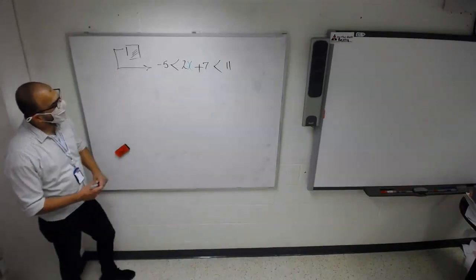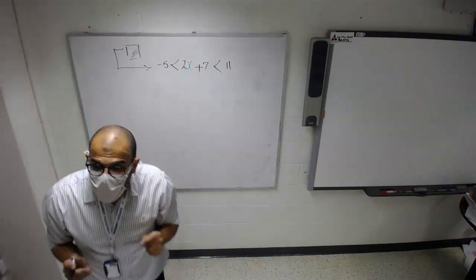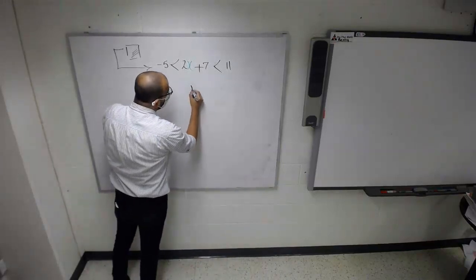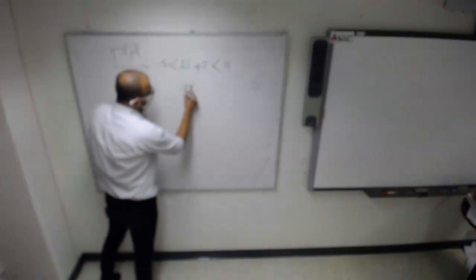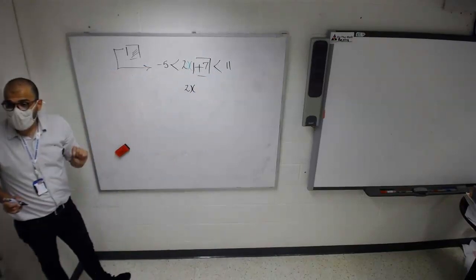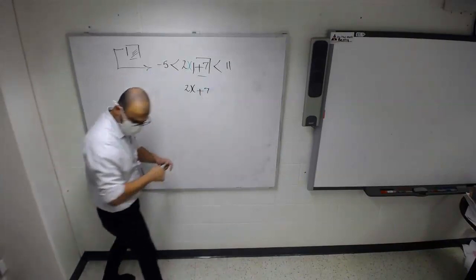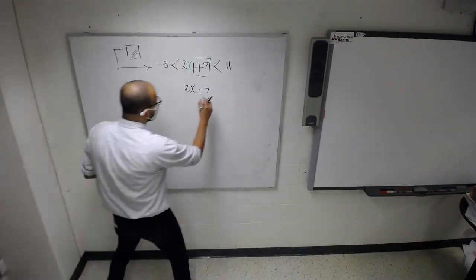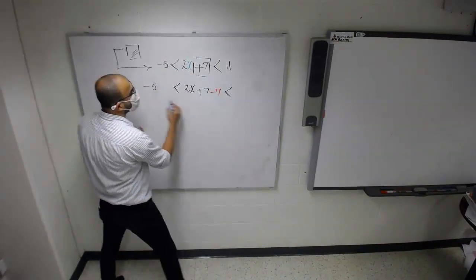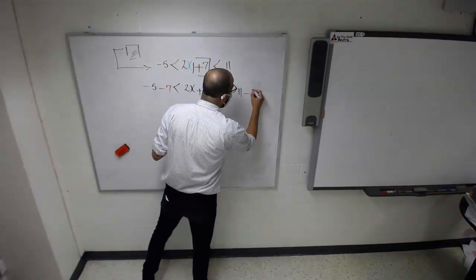Now, how to solve it? The strategy is always to isolate x. I do not have it alone anywhere, but I have it here. I keep 2x here, and I look at 7 here. I subtract 7 from everywhere. It means that I have 2x plus 7 minus 7. However, I have these symbols, I have minus 5 and I have 11. I know that I have to impact minus 7 on all sides.